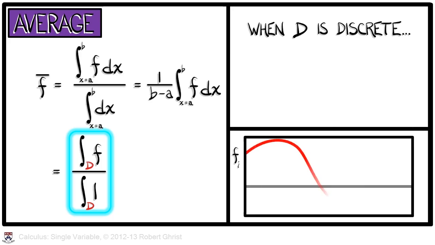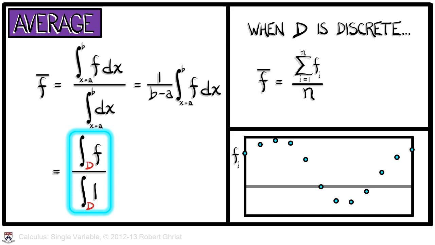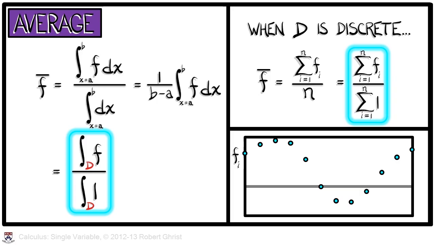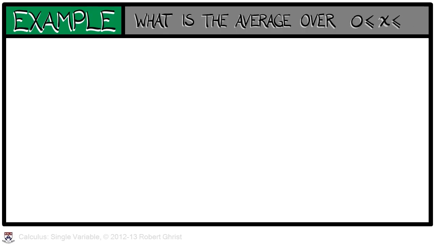For example, if d is a discrete set, and your f is really just a sequence of values, like, say, test scores, then you know the classical formula for the average. In this case, it's the sum of these f values divided by n, the number of scores. But of course, we could rewrite that as the sum of the f values divided by the sum of 1, as you're going from 1 to n, that's giving you your denominator. And this really fits into the same category of definition, since a sum is really just an integral for a discrete set. Now let's look at a few examples.